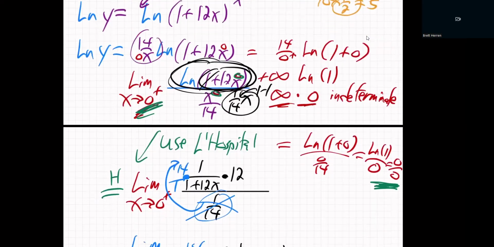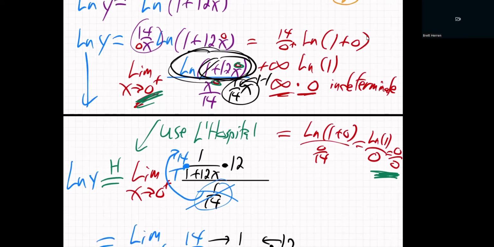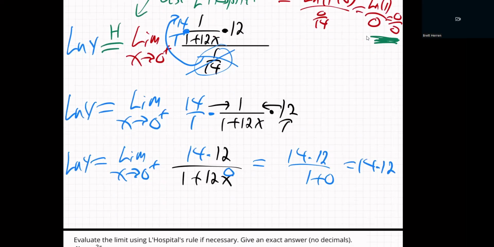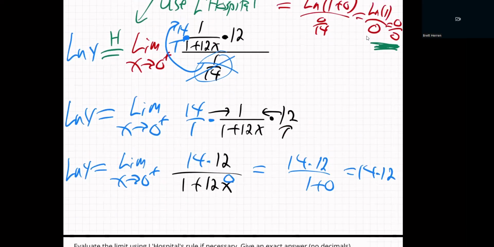Remember what that left side was? I kind of lost the left side. Should have been bringing it along all the time. It's ln y. It's not y. It's ln y. So careful, whenever you ln both sides, you've got to remember to finish her off. So we have ln y is 14 times 12.